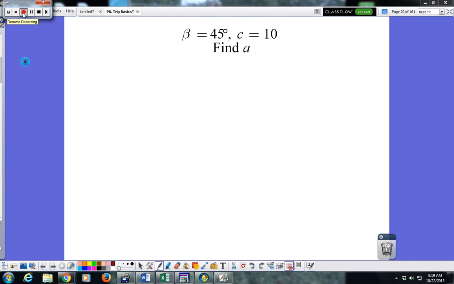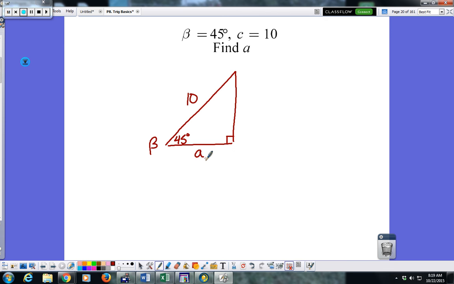Okay, next problem. Beta is 45 degrees. We'll call this beta. Beta is 45 degrees. Somebody tell me what the other angle would be. 45 degrees. We're going to get into special right triangles. This is another one of your special right triangles. The previous problem was as well. So beta is 45. This would be B. This would be C, which is 10. And this would be A.